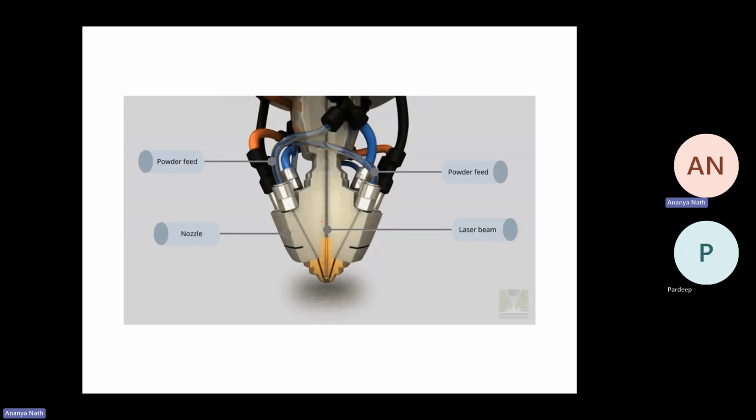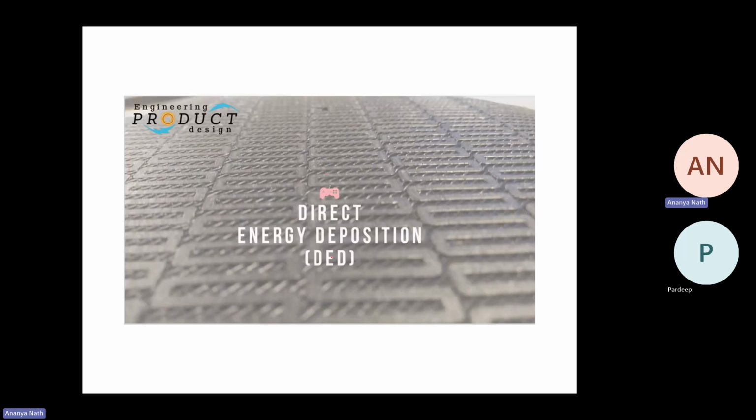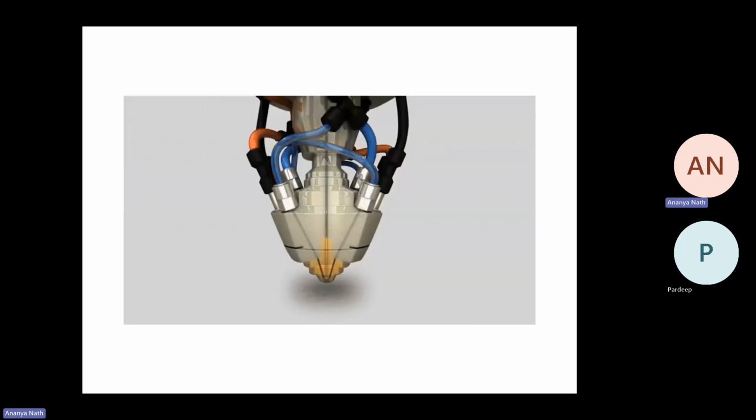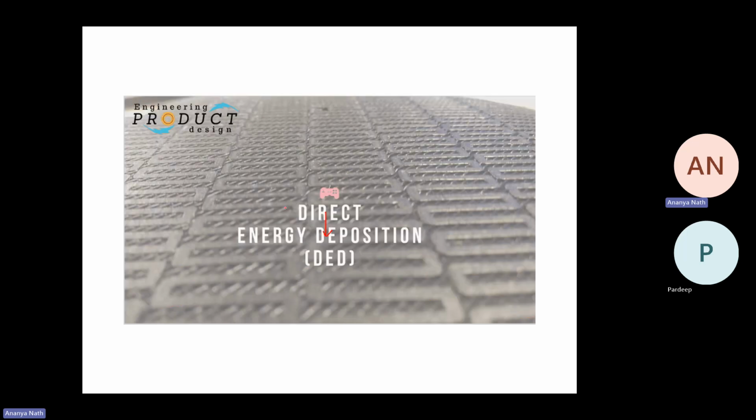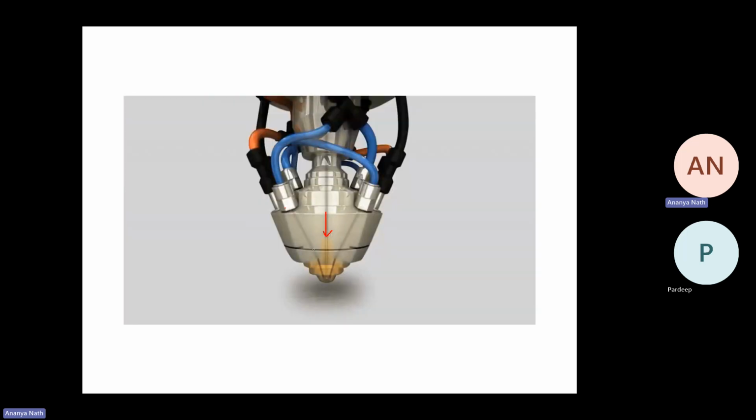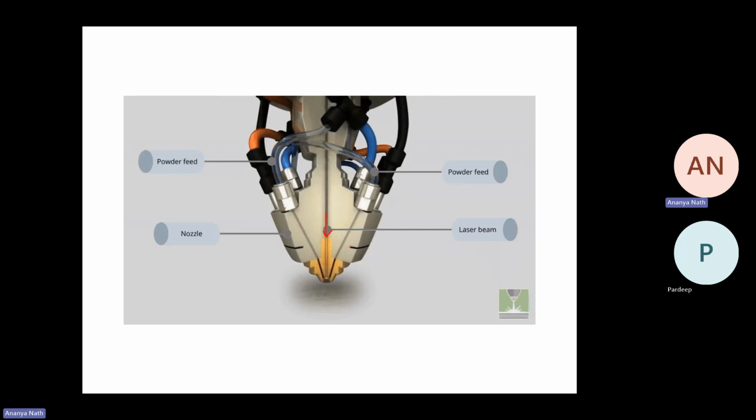This is a photo where you can see the cladding head. From the central nozzle, the laser is coming, and from the circumferential nozzle, the powders will come. This is the head, how it looks.